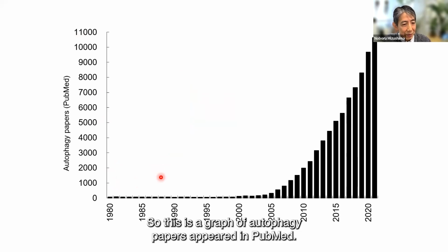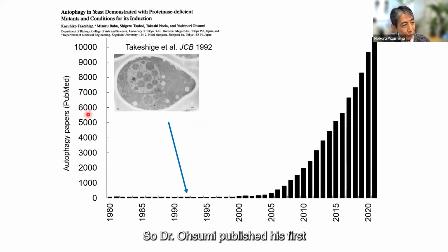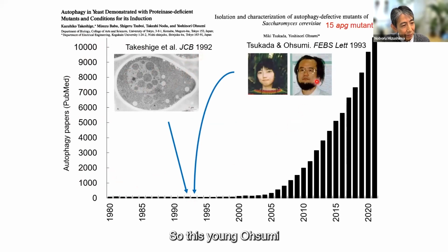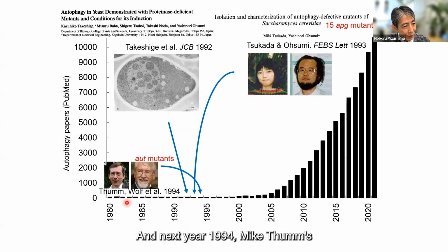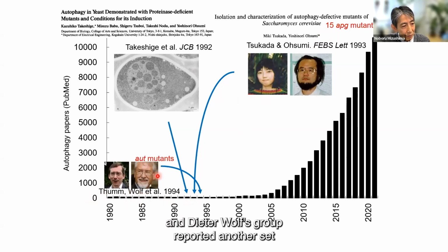This is a graph of autophagy papers appearing in PubMed. Dr. Yoshinori Ohsumi published his first autophagy paper in 1992. The next year, Ohsumi and his master's student Miki Tsukada reported 15 autophagy mutants called APG mutants. And the next year, 1994, Mike Thumm and Dieter Wolf's group reported another set of autophagy mutants called AUT mutants.